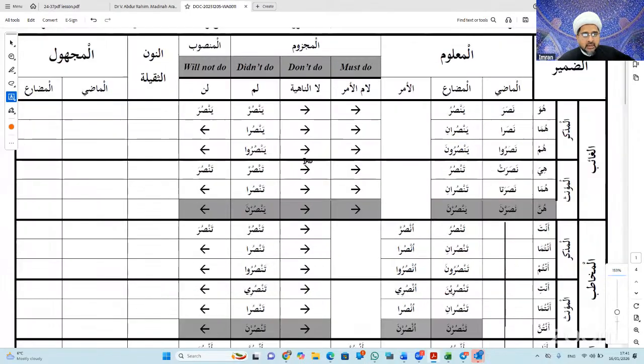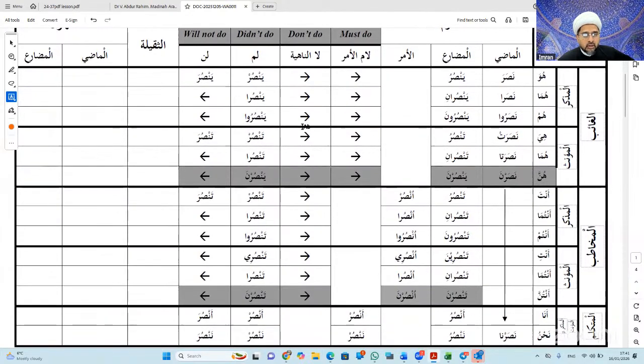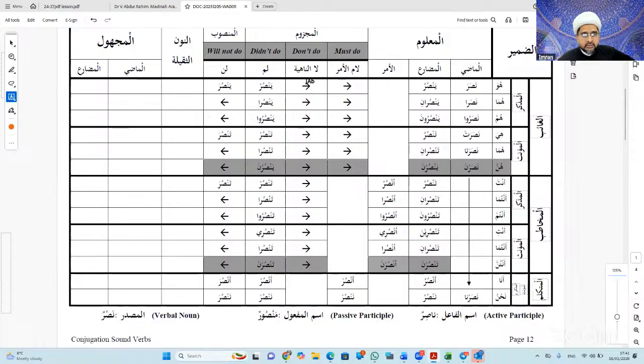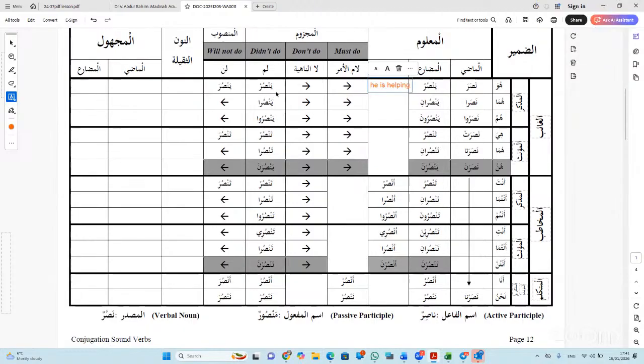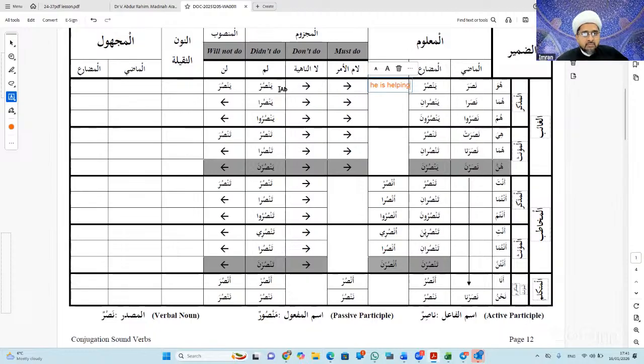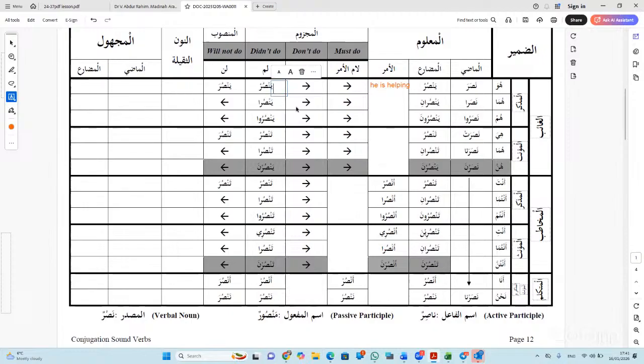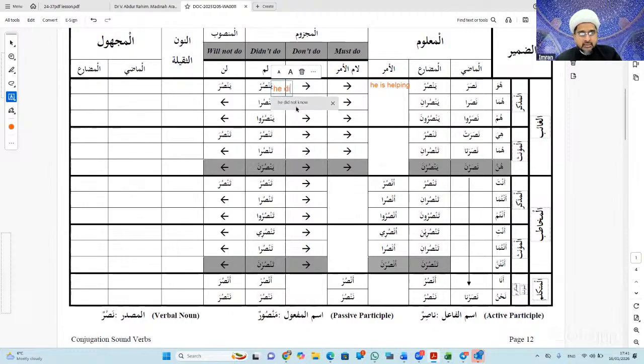Let's conjugate lam yansur. So lam, did not. Nasara. I'll start. Yansuru means he is helping, present tense. And then lam yansur would mean he did not help. Yeah, he did not help.